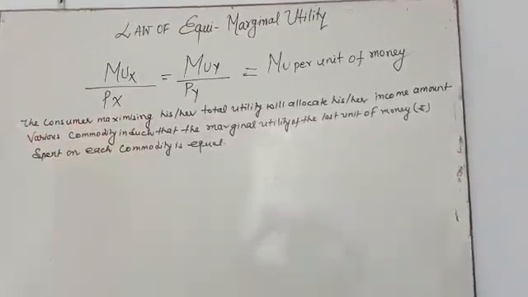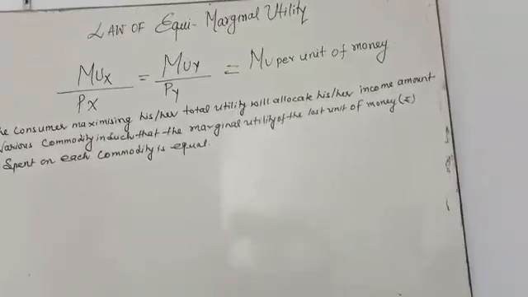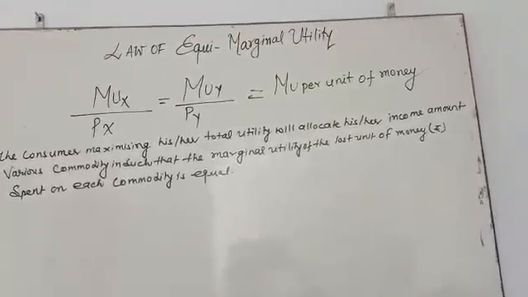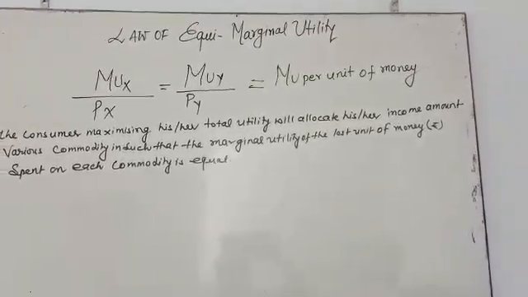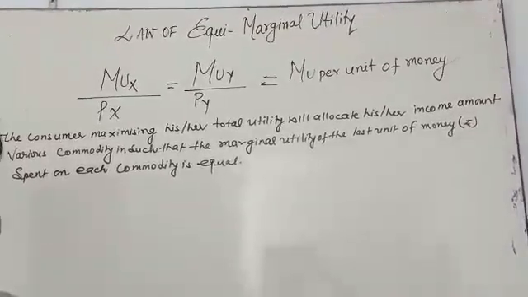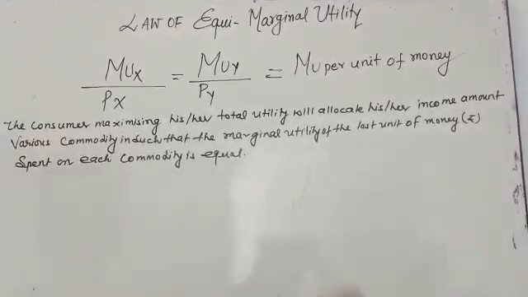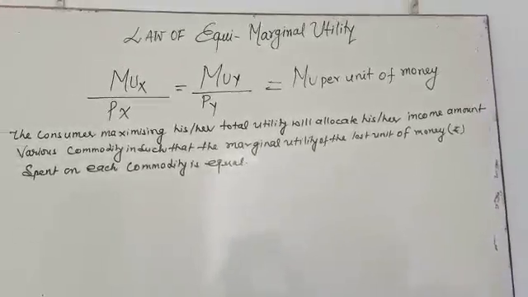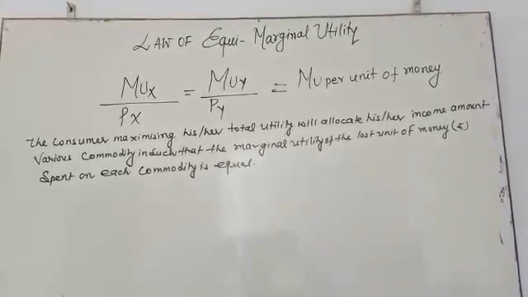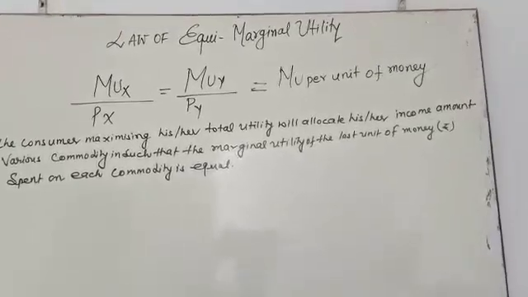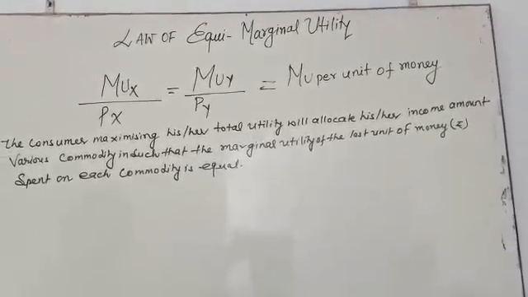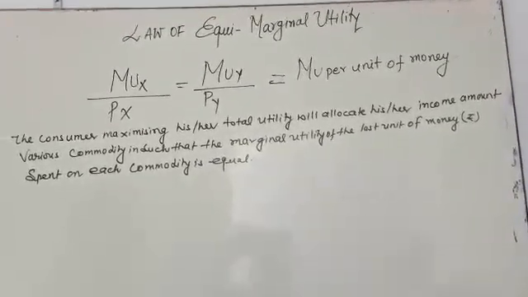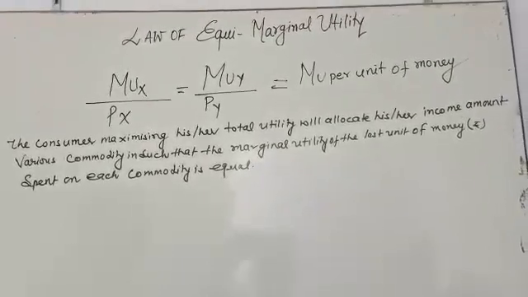Today we are going to study two commodities. What are the two commodities? X and Y. When a consumer is going to spend his income on two commodities, the names of the commodities I am going to take are X and Y. So what is the law?